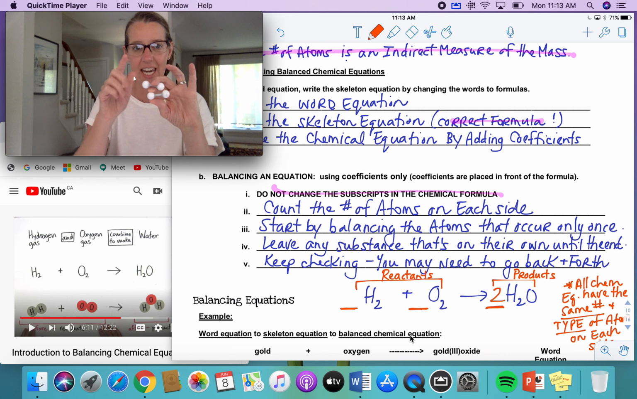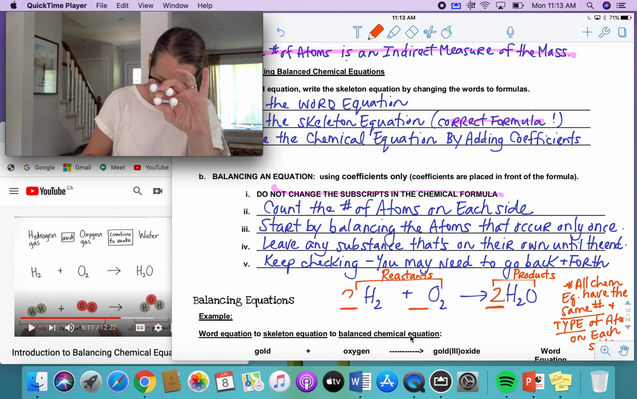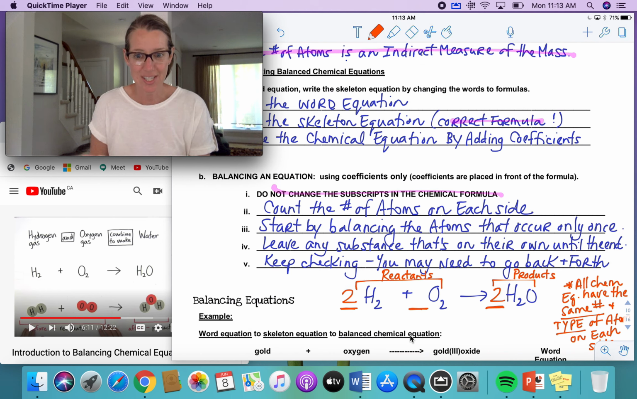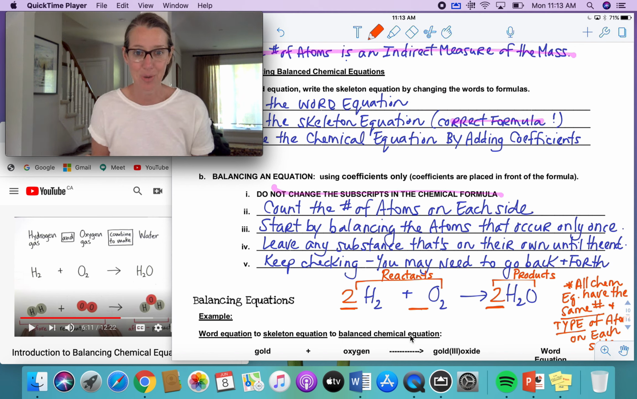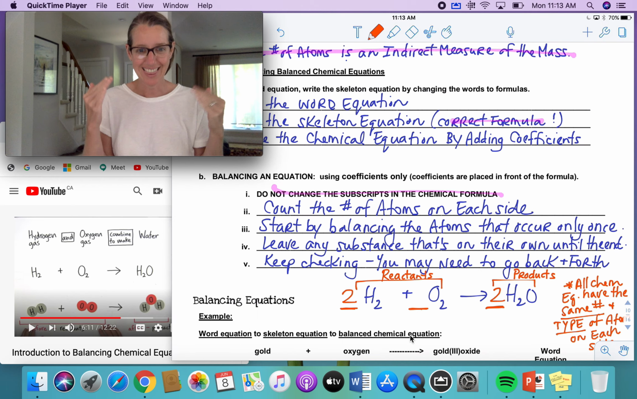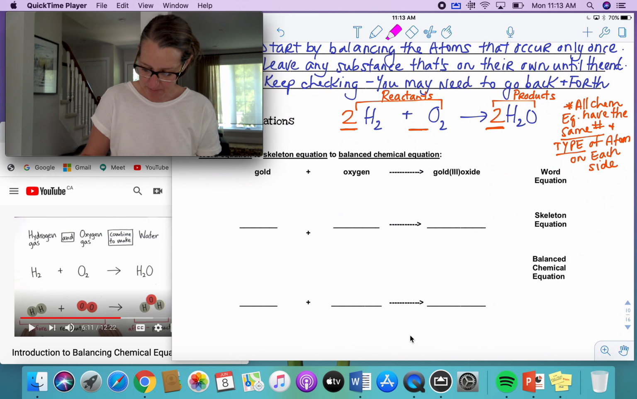I need to add another hydrogen molecule, okay? So if I put a 2 in front here, now my hydrogens balance each other out. I have the same number and type of atom on each side of my balanced chemical equation, okay? That is now a balanced chemical equation. Let's do the next one, okay? It steps out all of the steps for you.